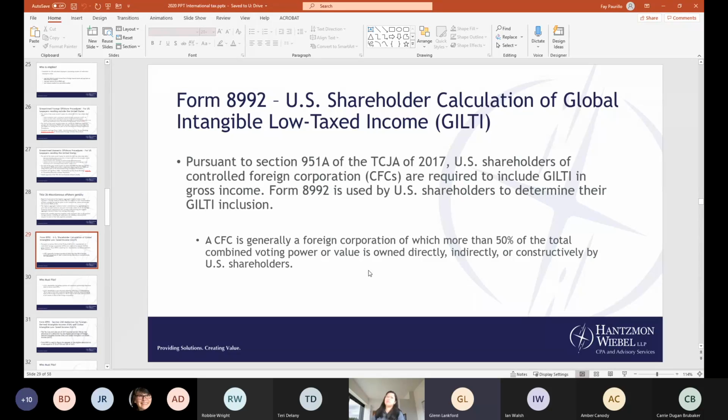Again, like Faye said, the reason for this was because, as I'm sure everybody's read or heard about, major companies, U.S. multinationals, would shift income outside the U.S. by moving intangible assets to other countries, particularly countries with lower tax rates.